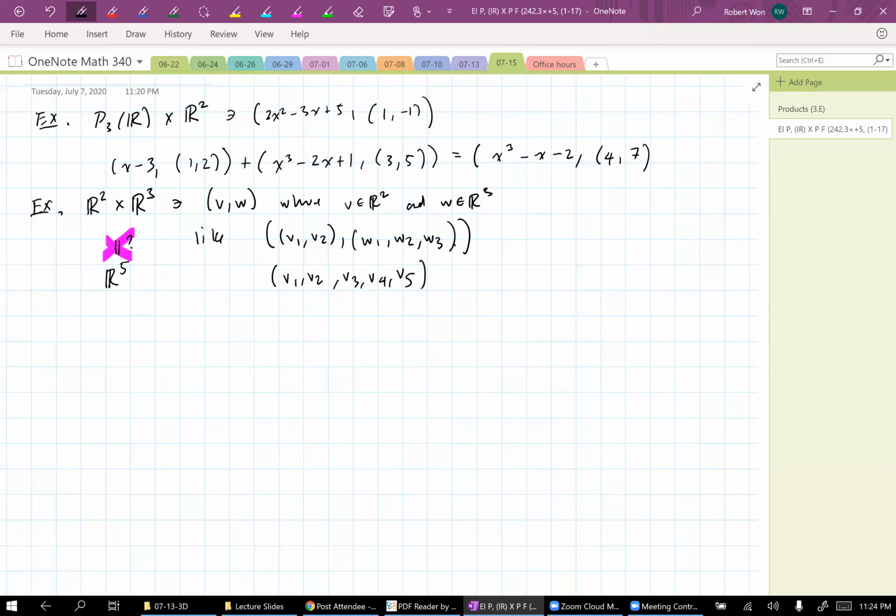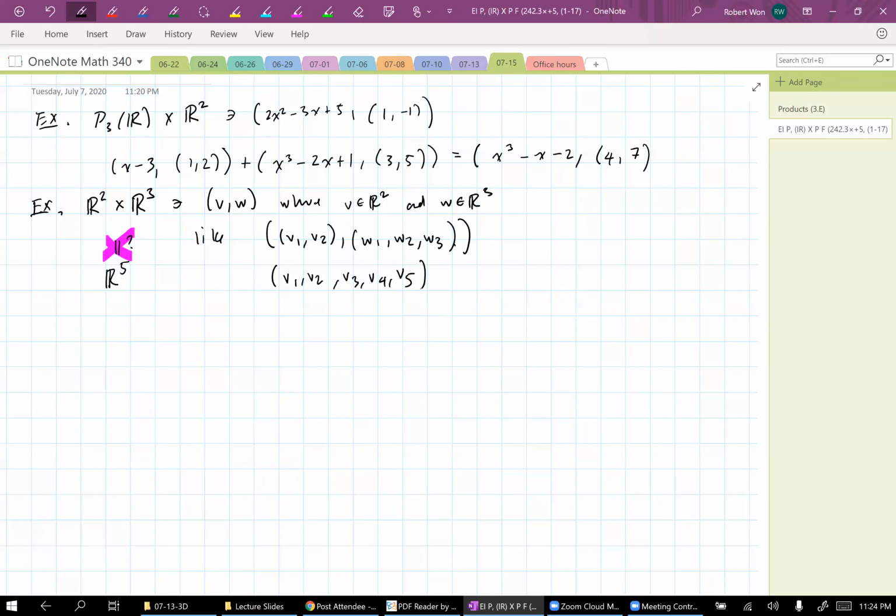It's an issue of how you're viewing these things. In R5, you view the element as a 5-tuple of real numbers. In R2 cross R3, you view things as a pair: one is a vector in R2 and one is a vector in R3. On the other hand, they are pretty much the same in that they behave the same. The only thing you're doing is sticking some parentheses in or pulling some parentheses out. So really, what's the notion that we should be discussing?